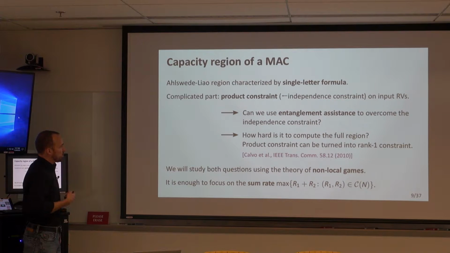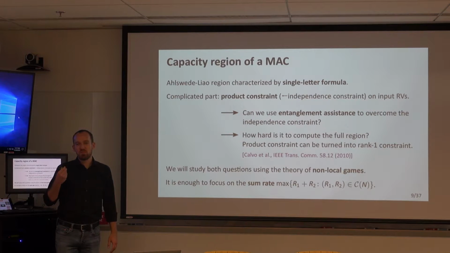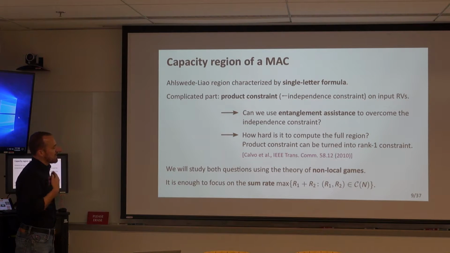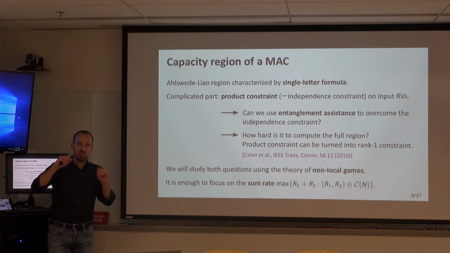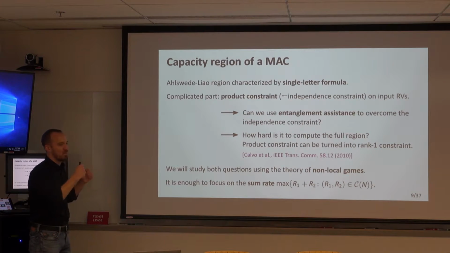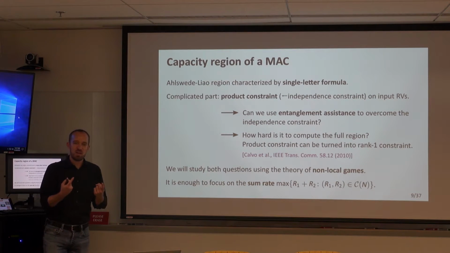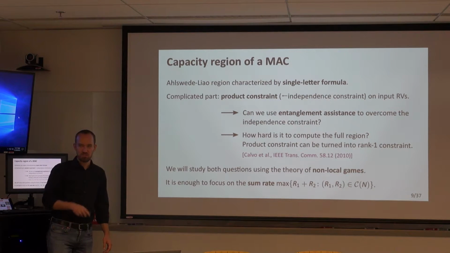I told you before, non-local games are a very nice way to formalize the difference between classical and quantum correlations. So we will use this theory, and we will focus in the capacity region on this last constraint on the sum of the two rates. This is called the sum rate. It's just taking the maximal value of the sum of the two rates, where both of these rates are achievable, so they lie in the capacity region.